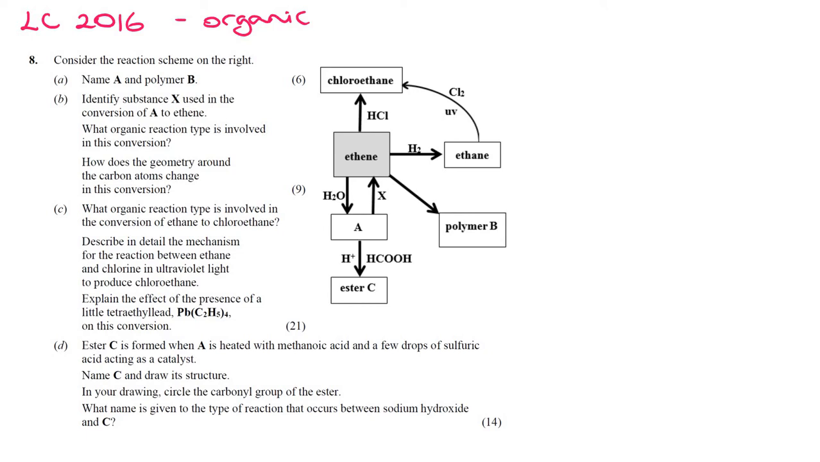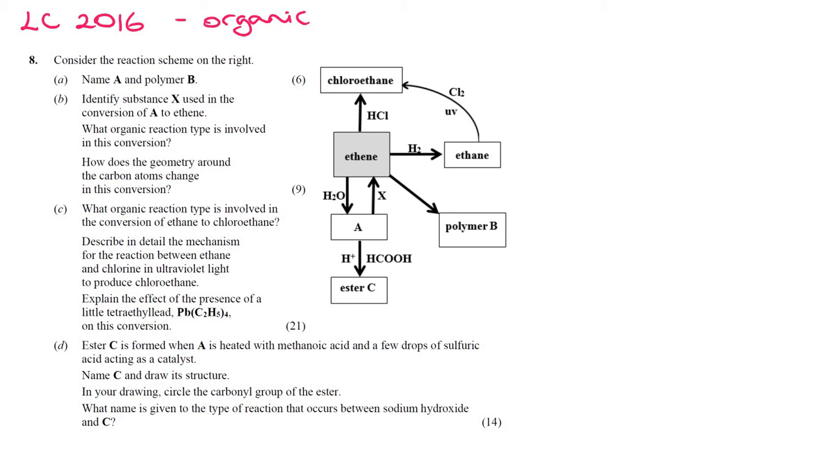In this video, I'm going to go through a Leaving Cert past paper question on organic chemistry. It's 2016, question 8. It has to do with the alkenes and their chemistry. To start with, we're asked to name compound A and polymer B.